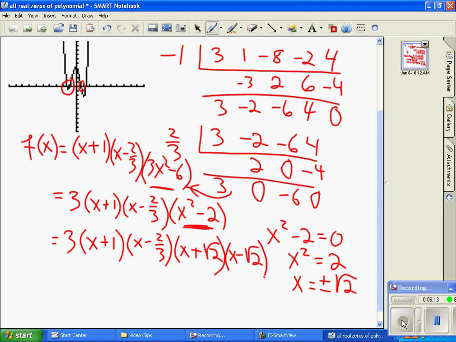Okay, so since they asked us to list all the real zeros, they're the following. We have -1, we have 2/3, and we have the square root of 2 and negative square root of 2. So the positive and the negative root. So those are the four roots for this problem.